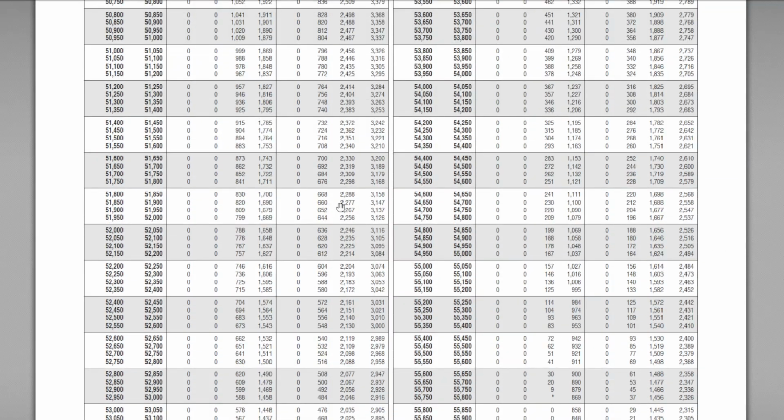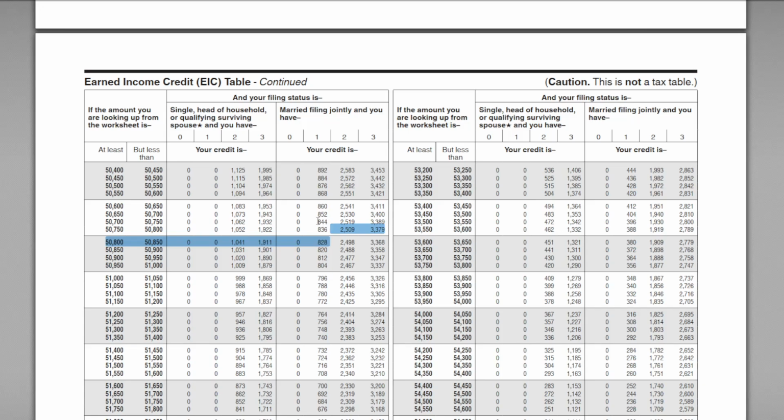Bear with me here. Okay, so if we're looking on the left-hand side, there are these columns here and these columns here. We're looking for 51,000. We find within what range your income amount falls. For us, it's right on 51,000. So it's asking if the amount you are looking up from the worksheet is at least this figure, but less than the one on the right. Well, 51,000 is our range right here.